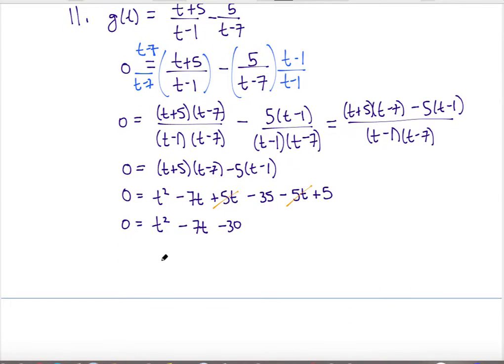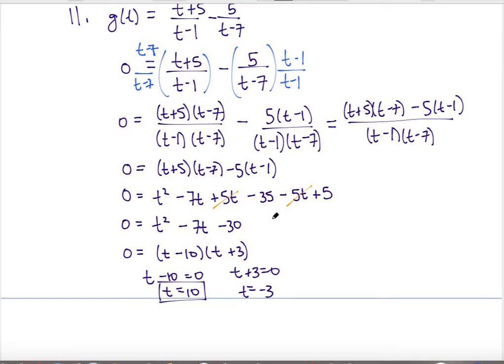So I can just go ahead and factor this one as I did in the first question. When I factor this, I can do test and figure out that this would factor to t minus 10 times t plus 3. Therefore, I can set each of these equal to 0, so I would have t minus 10 equals 0. So one zero is that t equals 10. And another zero would be when I set t plus 3 equal to 0, so that is t equals negative 3.